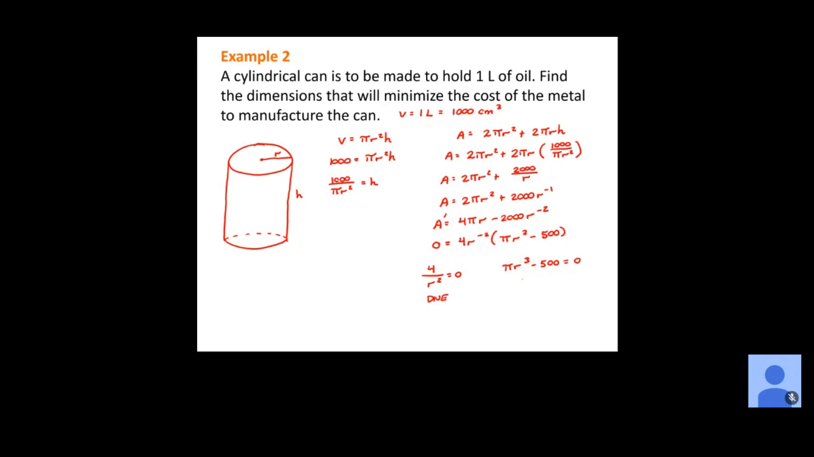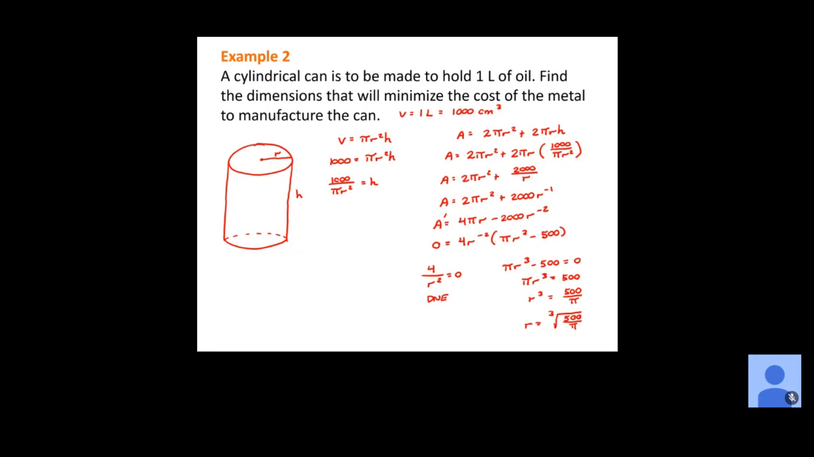Okay? Now, to solve the other one, though, what are we going to do first? Okay, good. Move the 500 over, so we get pi r cubed equals 500. Then we can do what? Divide by the pi. So r cubed equals 500 over pi. And then we can do what? Take the cube root. Good. So we have r equals the cube root of 500 over pi.